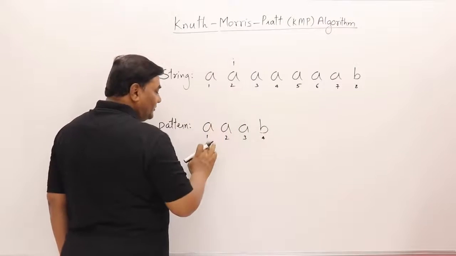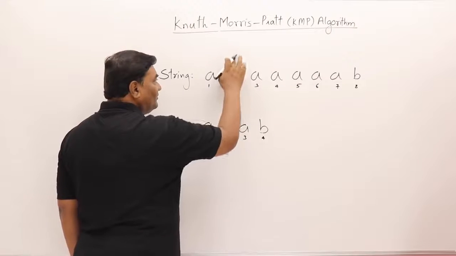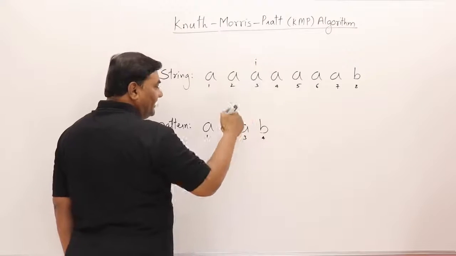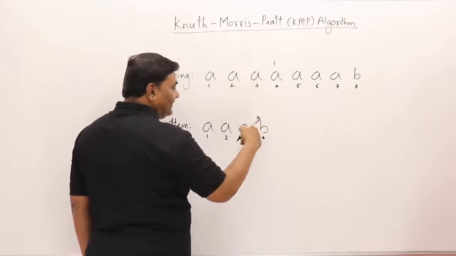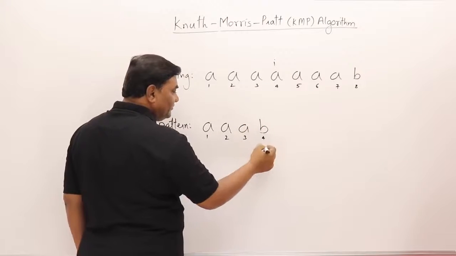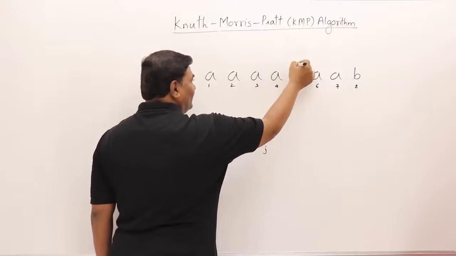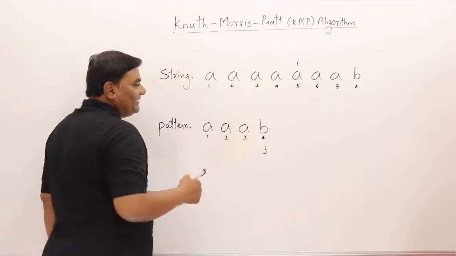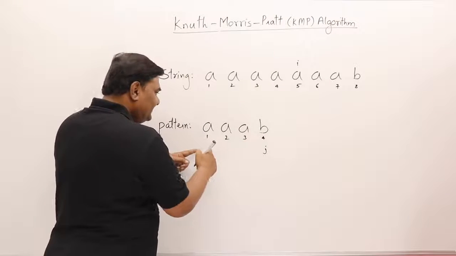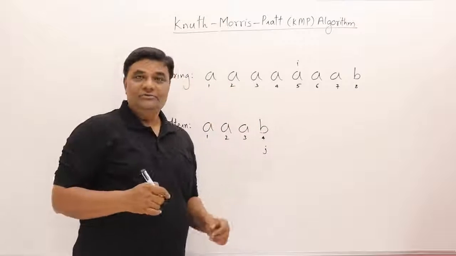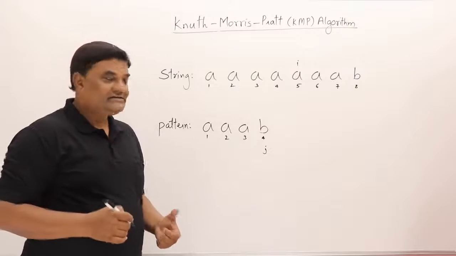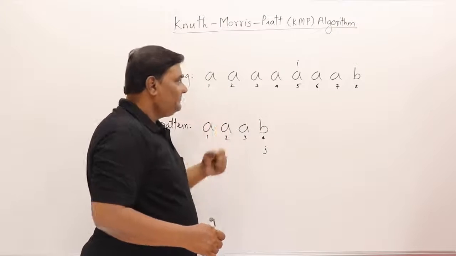This is matching. Move J, move I. Matching, move J, move I. Again AA matching, so move J and move I. AB is not matching, so again move J to the beginning and move I to the third place. In this way continue. See, the problem in this one is that AAA is repeating.